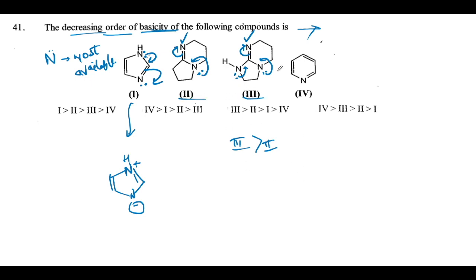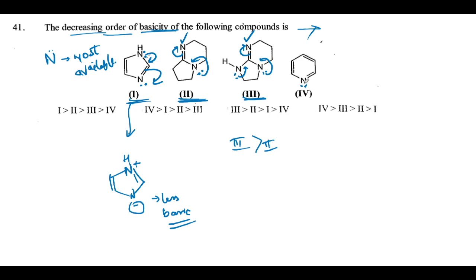All right, and these are what? Saturated. The rings are saturated over here. Here the ring is unsaturated, and you have to use the lone pair of this pyrrole for making the ring aromatic. So this one is going to be less basic. It is going to be less basic than whom? Than 2 and 3. All right, but it is going to be more basic than 4.